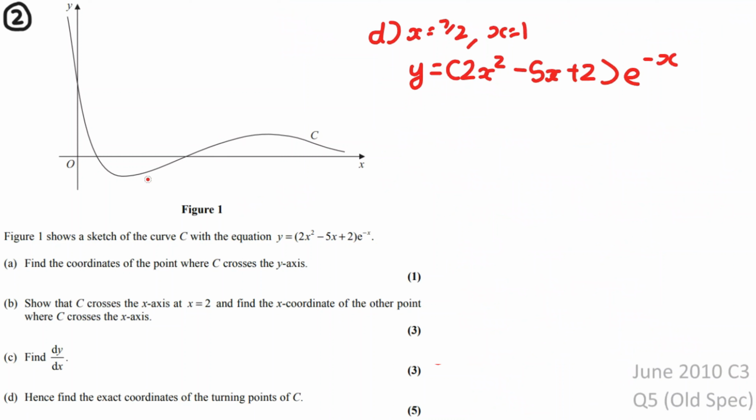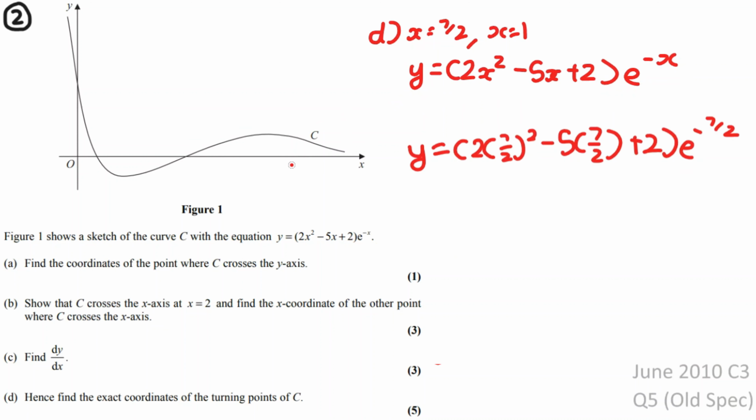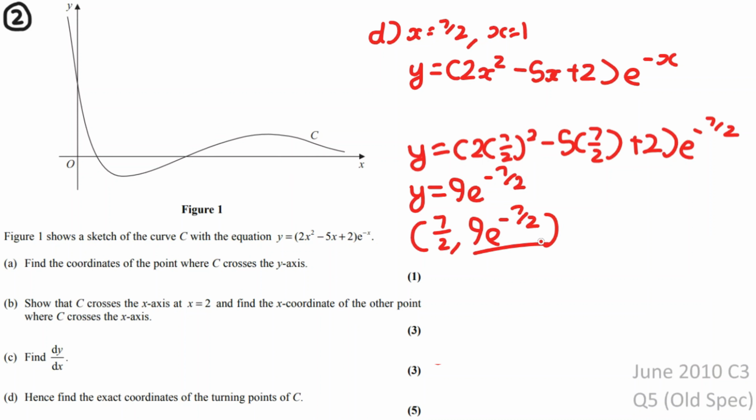So we figured out the x values, but it specifically says it wants the coordinates, so we need to find the y values as well, and we can do this by subbing the x coordinates back into the original equation in order to find the y values. So if we start with 7 over 2, we sub in x is equal to 7 over 2 into the equation, like we've done here, and if you figure this out, you get y is equal to 9e to the power of minus 7 over 2. So the coordinates of this turning point are 7 over 2 and 9e to the power of minus 7 over 2. The mark scheme says it's fine to leave it in this e form here.